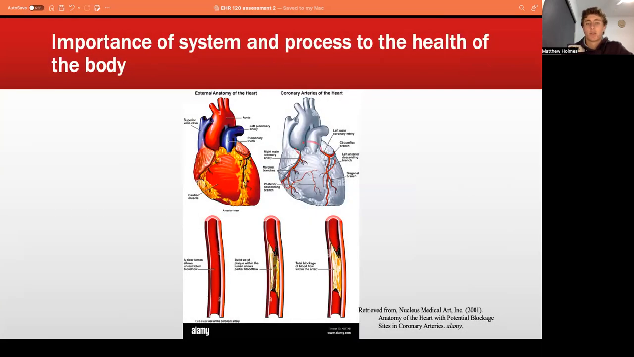So the importance of the cardiovascular system and the process to health in the body. The cardiovascular system and distribution of blood flow is an important process in maintaining homeostasis and overall health and well-being of the human body. If blood is not distributed through the heart correctly, the rest of the body can suffer due to lack of oxygenated blood being delivered, or heart attacks or angina can occur, for example, if there are blockages in the heart, particularly the coronary arteries as seen in the diagram below.